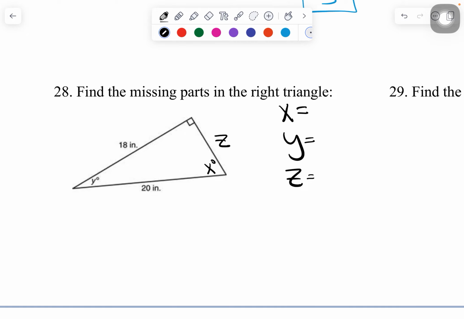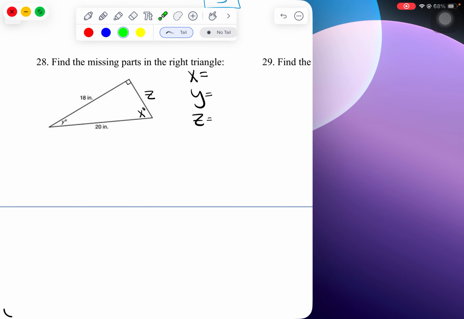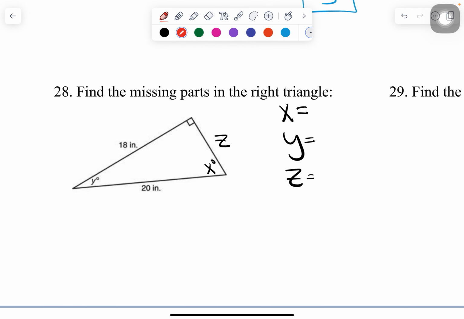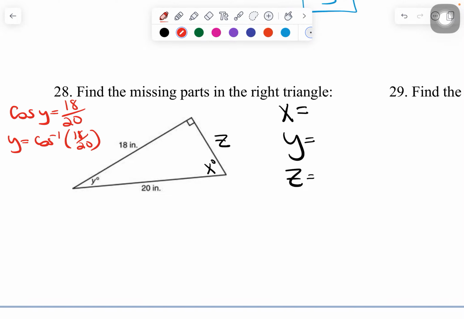I'm going to set up 2 little miniature equations for trig to find X and Y. The basic idea here is if I set up for Y, this is the adjacent side, this is the hypotenuse, so we're going to do cosine. Let's go ahead and expand that out. Okay, so cosine of Y is equal to the adjacent side over the hypotenuse. So that means I need to do the inverse cosine of 18 over 20.